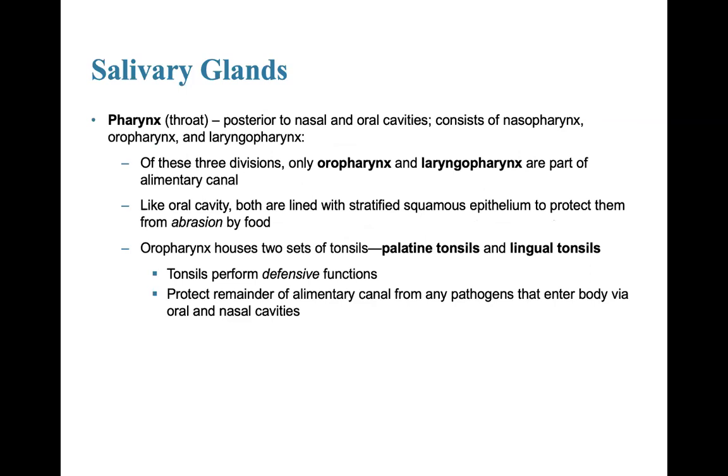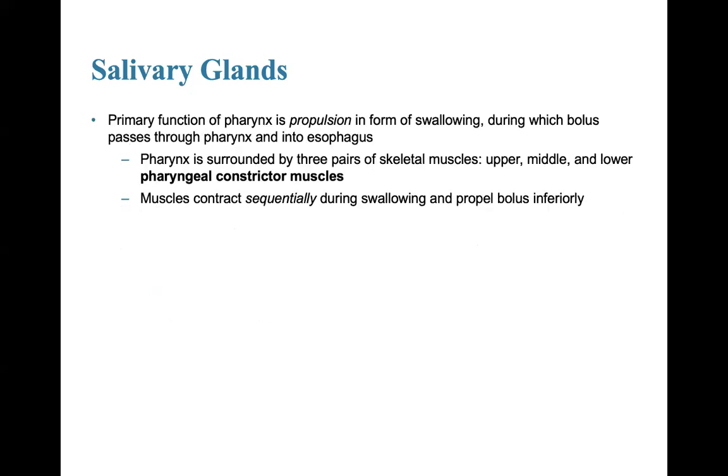The pharynx, this is posterior to the nasal and oral cavities, and it consists of the nasopharynx, oropharynx, and laryngopharynx. We talked about those various structures in the respiratory system, okay? One thing I want to mention is that the oropharynx does house two sets of tonsils, the palatine tonsils and the lingual tonsils. And the tonsils perform defensive actions. These are bundles of essentially lymphoid tissue, and they house various white blood cells.